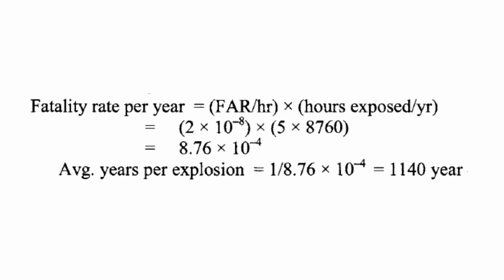For example, suppose a plant has an average of 5 people on site at all times, and suppose that one explosion event can cause the death of one person. And the FAR for the site has been established as 2 per 10 to the 8 hours. We can calculate the minimum average period between explosions that could be considered tolerable as follows. This example we will review in the assistance sheet.